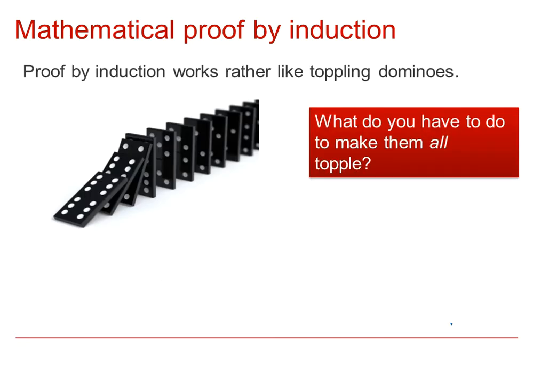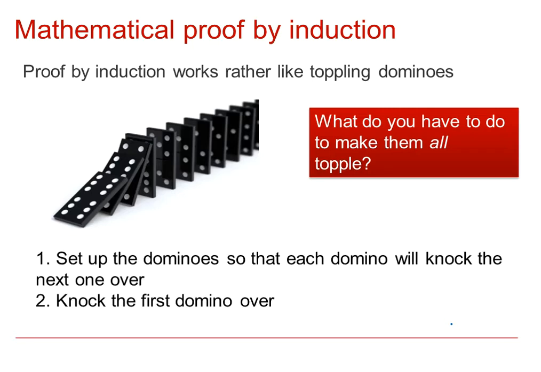This new method is called proof by induction, and a simple analogy is to consider a set of dominoes that need toppling. What do you have to do in order to topple all the dominoes? There are 2 things we need to happen. We need to set up the dominoes so that every domino will knock over the next domino, and the other thing we need to do is to knock over the first domino.